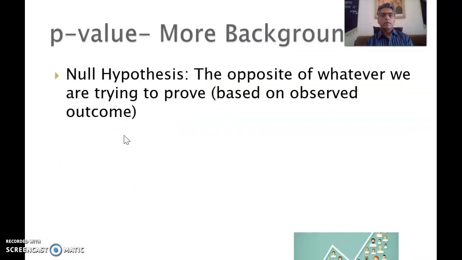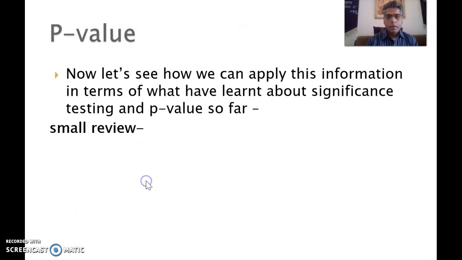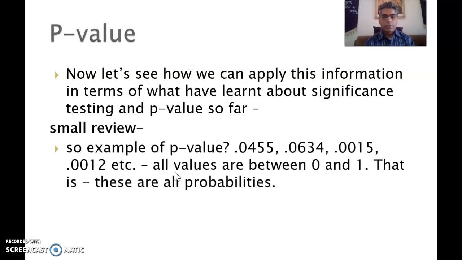So as we've seen, the null hypothesis is the opposite of whatever we are trying to prove based on the observed outcome. And the alternative hypothesis is what we are trying to prove based on the expected outcome or the effect. Now let's see how we can apply this information in terms of what we've learned so far about significance testing and p-value. Let's have a small review.